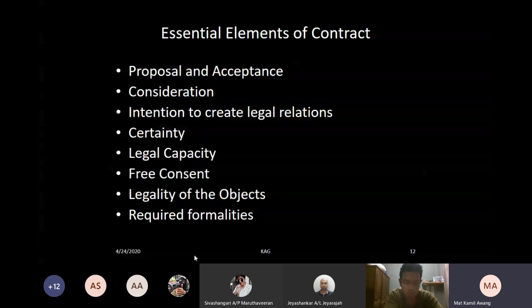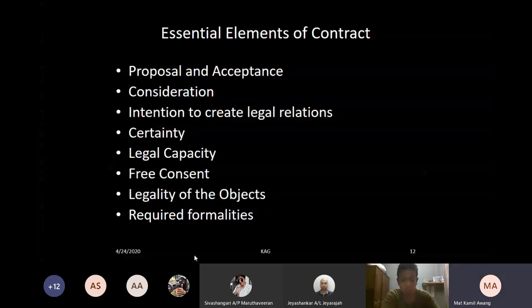And the fourth one is certainty. The contract must be certain of the terms and conditions. What are the terms and conditions? For example, what are the specifications of the house that you want to sell, what is the amount of money that you want to pay, and for how long is the contract? When is the house to be delivered, for example? So the contract must be certain.